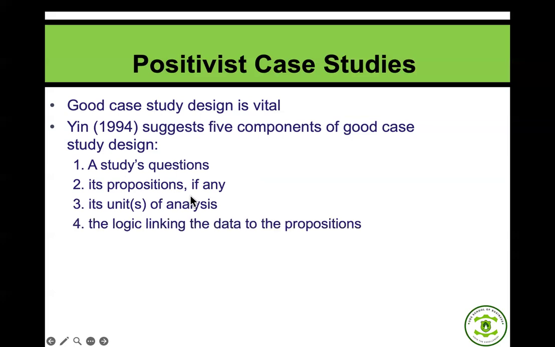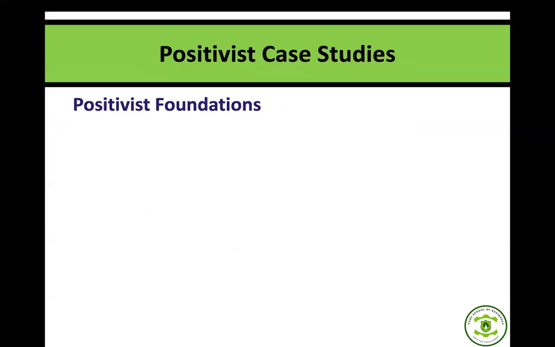And then the fourth one is the logic. The logic links the data to the propositions. And we should be able to understand how our evidence will support or challenge the proposition. And then the fifth one is the criteria for interpreting our findings. How would you know if your propositions are supported? What makes evidence strong or weak? And how would you handle conflicting evidence? So for positivist cases, we should always be guided by these 5 components of a good case study design.